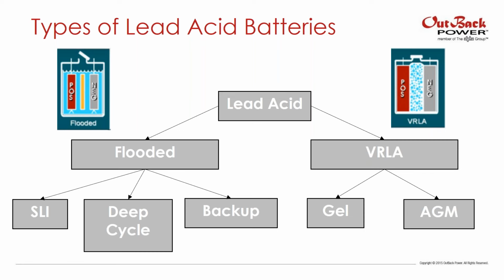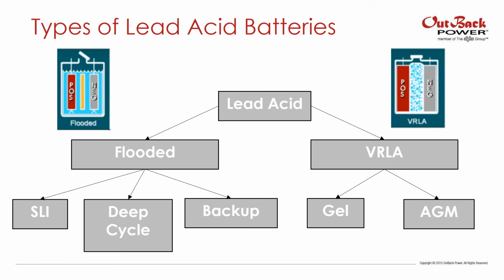Then the last type of flooded battery is a backup battery. These batteries are discharged 1, 2, maybe 3 times a year, and only for a few days. They're usually kept on a float or trickle charge during the rest of the time, and they have really long float lives. But if you decided to cycle them in a daily application, you would significantly impact those lives.